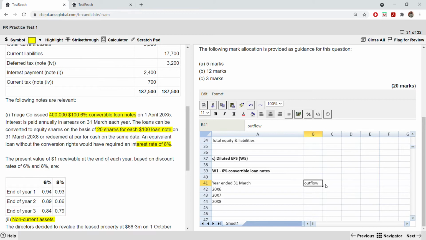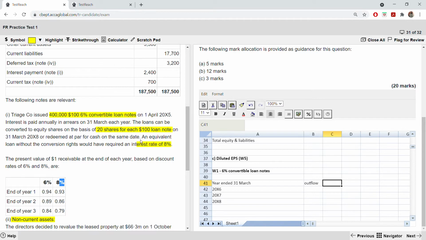And here, second column, it will be what percent are you using by the way? 6% or 8%? Decide it. You need to decide that first. You are putting 8%. The 8% because you are always using the interest rate.